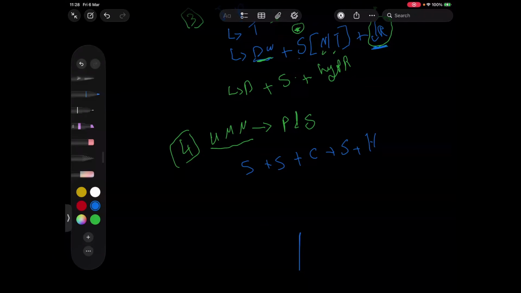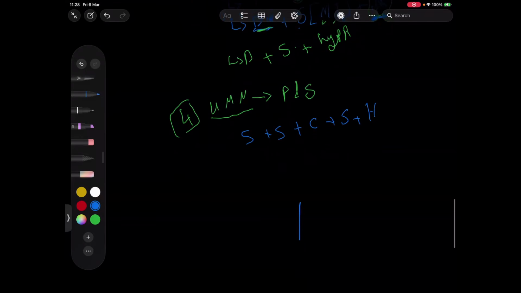Here you have so many S's. S, spasticity. S, stiffness. C, clumsiness. S, slow movement. H, hyperreflexia. Can we find Babinski here or no? Yes, we may find Babinski.